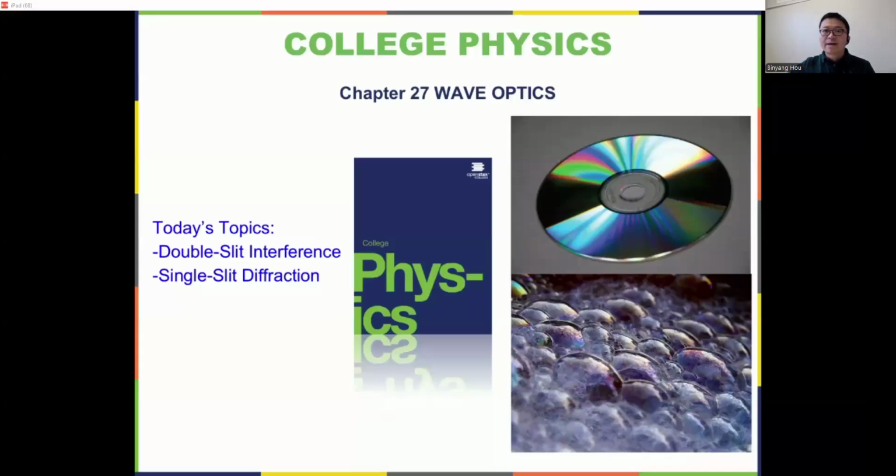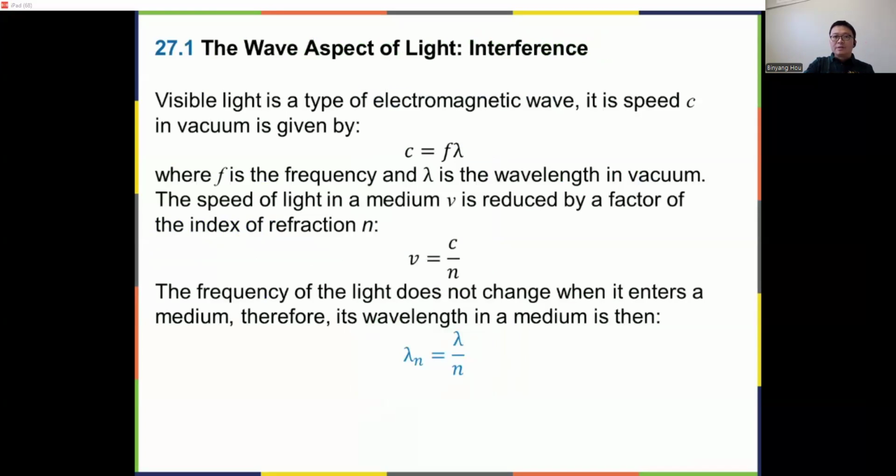All right, welcome back. So today we'll be looking into wave optics. This is slightly different from geometric optics that we had been talking about for the previous two lectures. We'll take a look at double slits and interference, and then single slit diffraction. This is on the wave aspect of light.